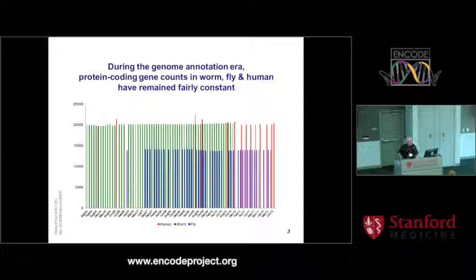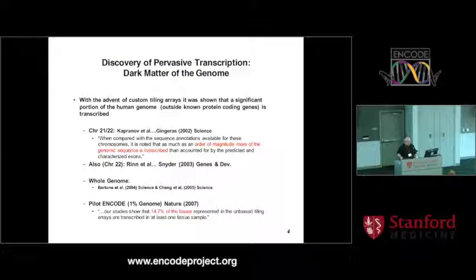Now, of course, what I'm going to focus on is non-coding transcription and non-coding annotation. One thing that happened just over a decade ago, with the advent of custom tiling arrays, was that people were able to assay the amount of transcription in the human genome in an unbiased fashion. When they did that using these tiling arrays, they found a significant amount of transcription occurring outside protein-coding genes. This was termed pervasive transcription. The first publication that documented this was from Tom Gingeras' group, where Kapranov et al., way back in 2002, found an order of magnitude more transcription than was accounted for by annotated exons in the genome. If annotated exons comprise 1 or 2% of the genome, somewhere between 10 and 20% of the genome was transcribed.